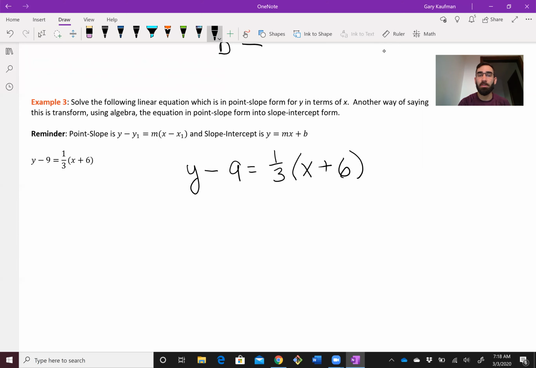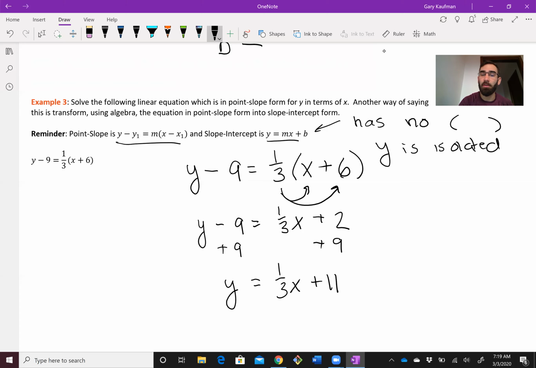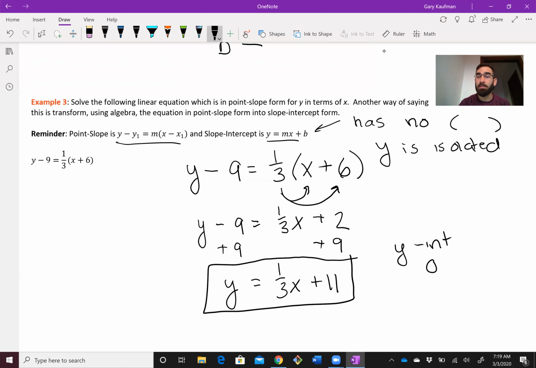So there's two major differences about point-slope and slope-intercept. Well, slope-intercept has no parentheses. Okay, so I'm going to distribute. So y minus 9 equals a 1/3 x. I'm going to distribute, get a plus 2. The other thing is y is by itself. y is isolated. That's the second difference. Okay, so plus 9, plus 9. Well, negative 9 plus 9, that disappears, and we're left with just y on the left side. 1/3 x plus 11. This is now in slope-intercept form. The y-intercept is (0, 11).